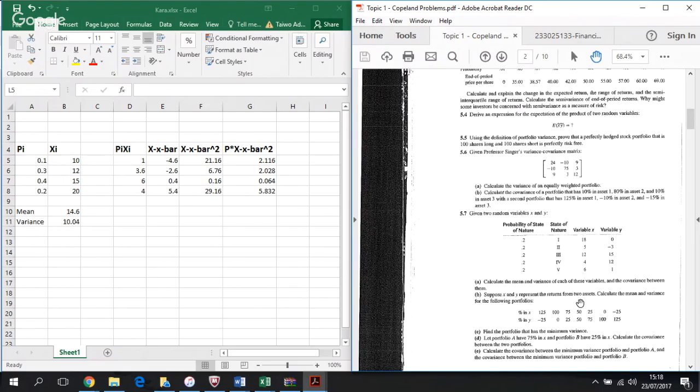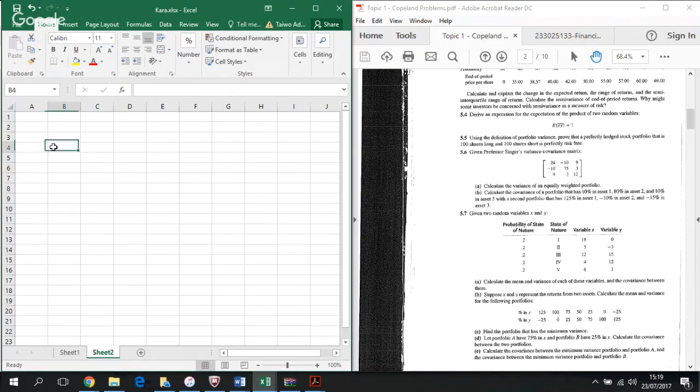We can use it to get the formula, and we can apply the formula to it, so we can actually know which formula to use. Given two random variables, calculate the mean and variance of each of these variables and the covariance between them. Let's do it on Excel.